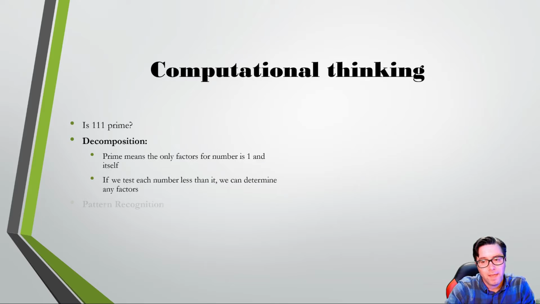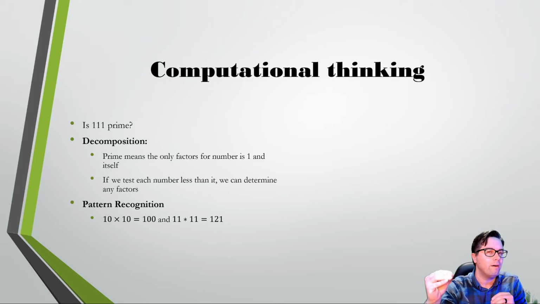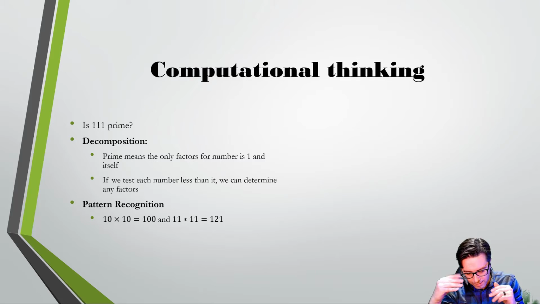Okay? And then we go into the pattern thinking. We think about, well, do we really need to divide by all of them? Because the idea is 10 times 10 is 100 and 11 times 11 is 121. So if we think about anything above 11, it would have to be something less than 11, right? So then if we think about it that way, that means if it's not divisible by anything less than 11, then it must be prime. Okay?